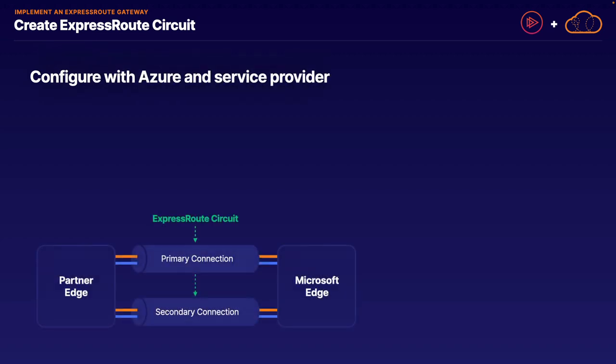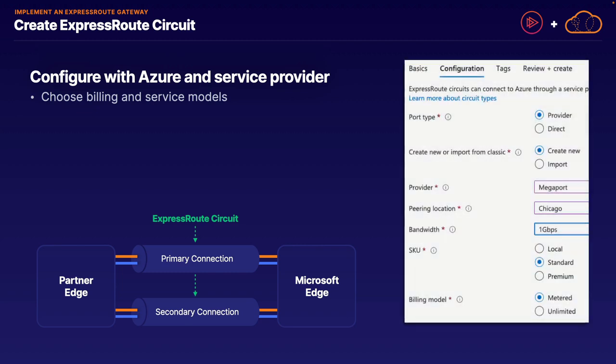Now, creating our ExpressRoute circuit is really a 2-step process. We need to configure it within Microsoft Azure, and we also need to take some of that configuration information and bring it to our service provider so they can go ahead and set it up as well. On the Azure side of the process, we need to choose our billing and service models, of which you can see an example on the right side, in which we are choosing a service provider, in this case, choosing a peering location, bandwidth, circuit SKU, and billing model that we want to work with.